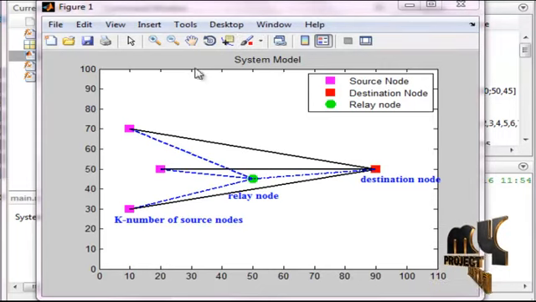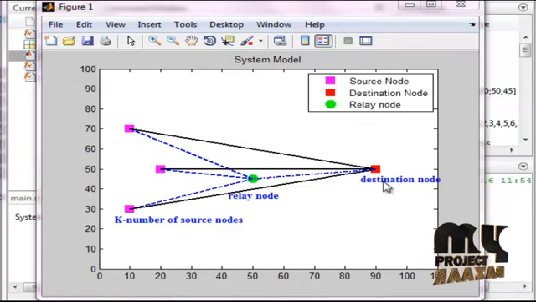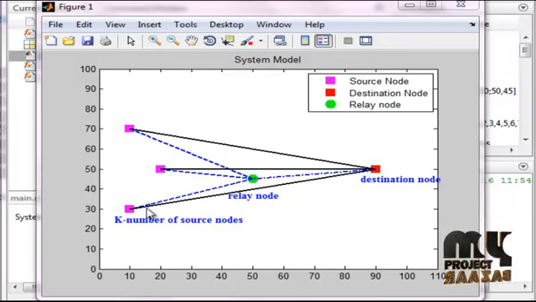So in the system model, these are the source nodes, and the number of source nodes is displayed. This is the relay node, and this one is the destination node. There is one destination node and a single relay node, and these are the many source nodes displayed.